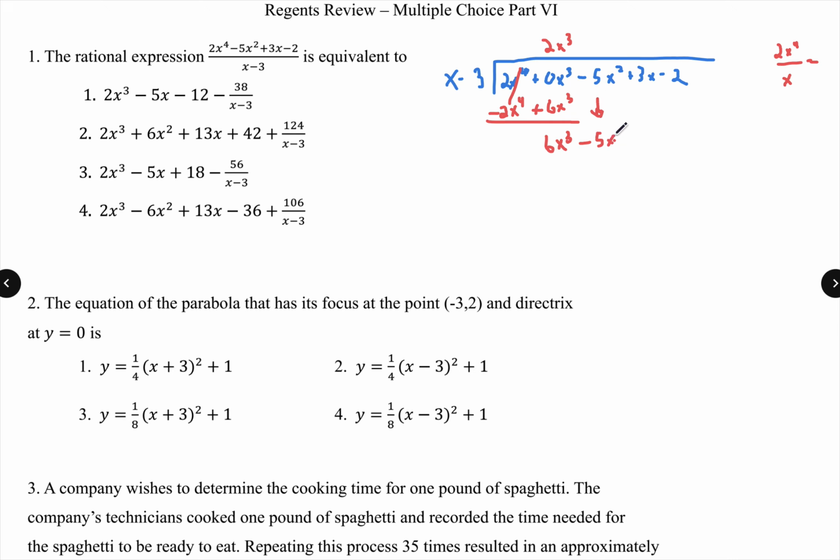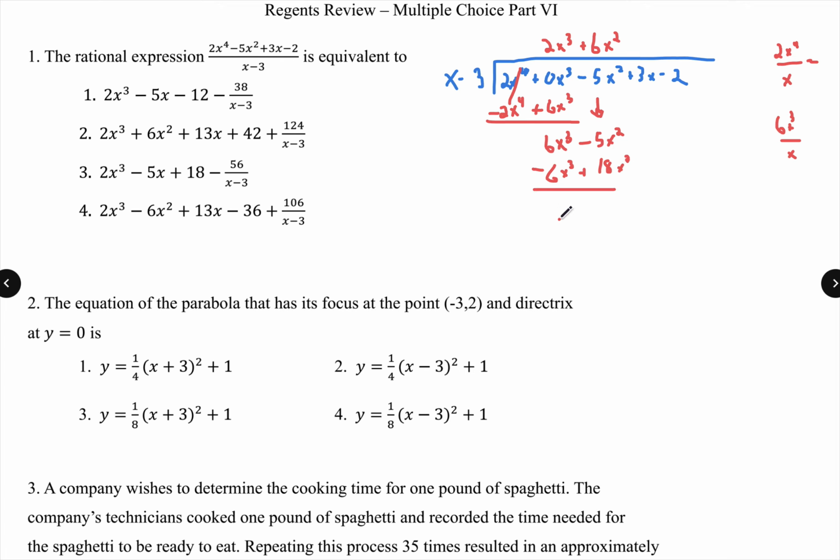Minus 5x squared. Come over here. I've got my 6x cubed divided by my leading term, which is always the same, x. That leaves me with plus 6x squared. And this is where I'm going to stop. 6x cubed, switch the sign. 6x squared times negative 3 gives me negative 18x squared. Switch the sign to a positive 18. The reason I'm switching the sign is because I'm always subtracting.